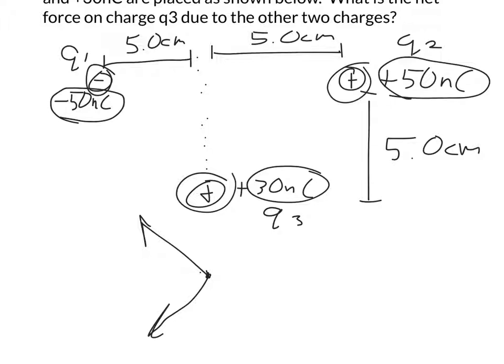And notice that there's a symmetry here, that he's 5 centimeters away in the x direction from both of those guys, and he's 5 centimeters away in the y direction from both of these guys. So these two forces should have the same magnitude because they are the same charge magnitude-wise, and they are the same distance away. So I can make one calculation and get the magnitude of both forces. So let's do that calculation.